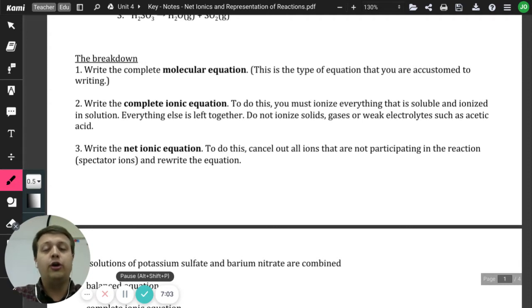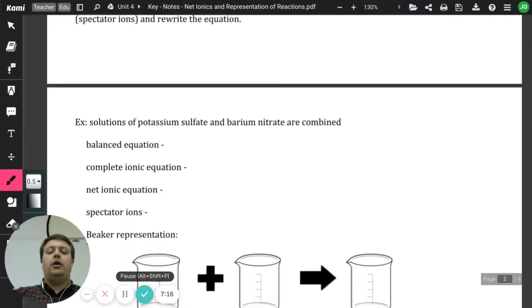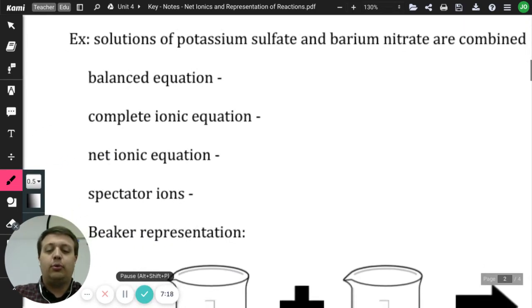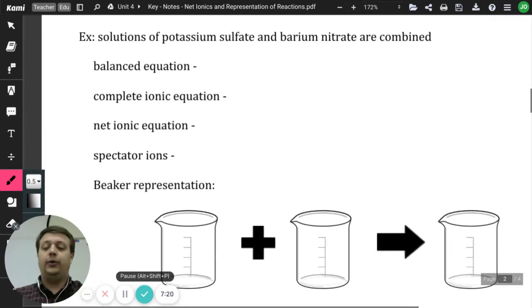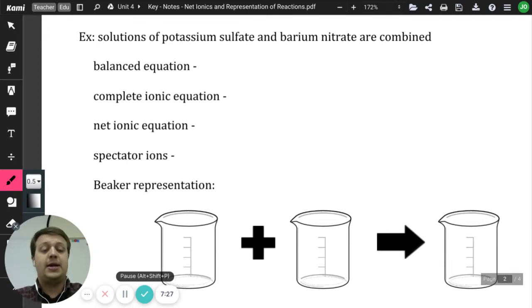And then third, you're going to write your net ionic equation. So essentially, for your net ionic equations, you cross off anything that is a duplicate on both sides. So those would be your spectator ions, and rewrite that equation. So let's actually put this into practice. Now, this is actually going into a lot of depth in terms of what we're actually looking for in a question that you could see on the AP exam.